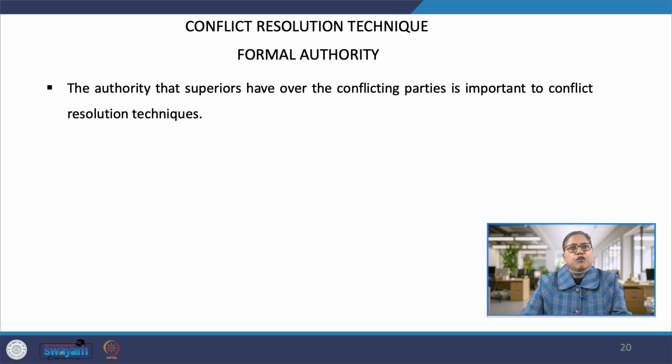Another strategy for conflict resolution is formal authority. The authority that superiors have over the conflicting parties is very important to resolve the conflict. When a conflict develops between the sales and production unit of a manufacturing firm, it is referred to the immediate executives responsible for each function, who possess the authority to resolve the differences.